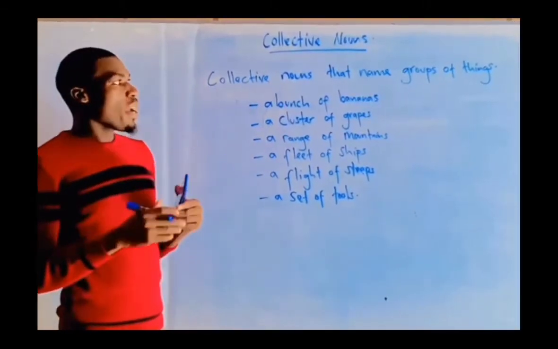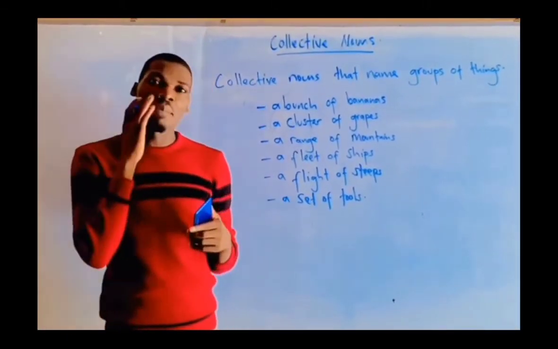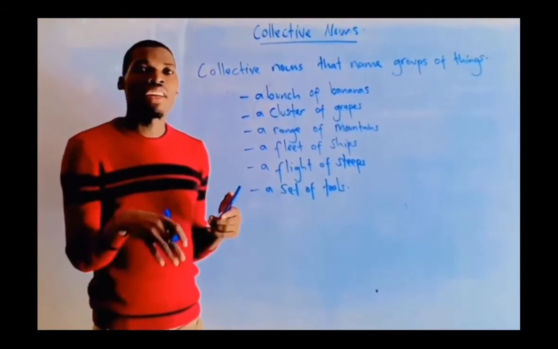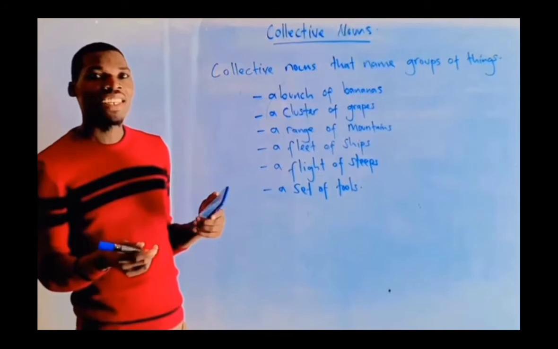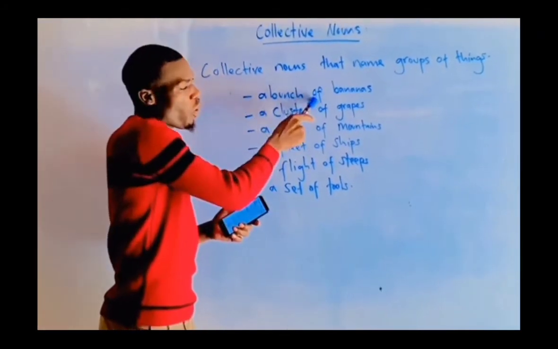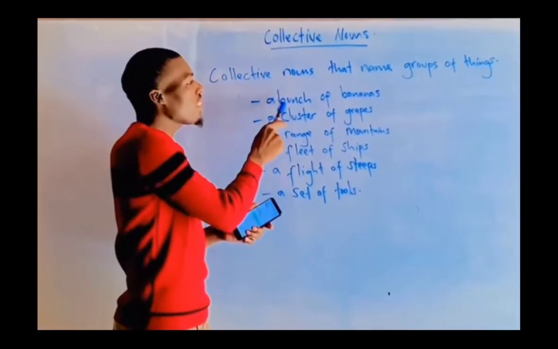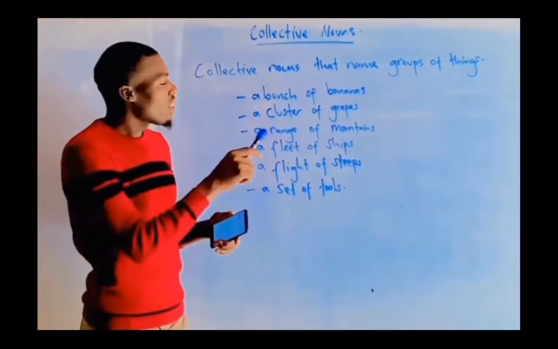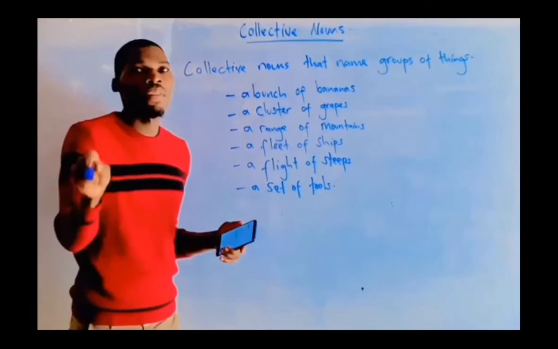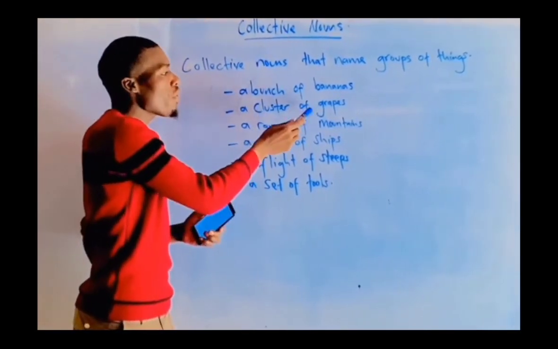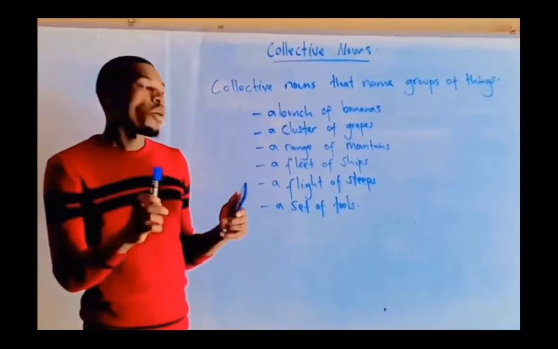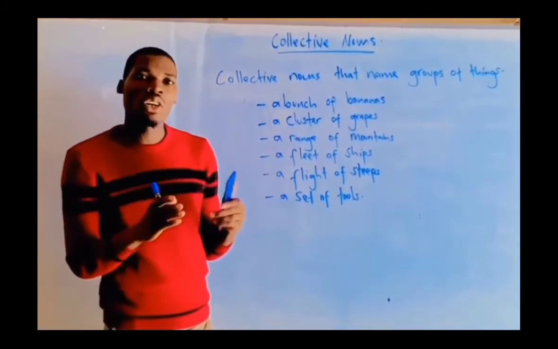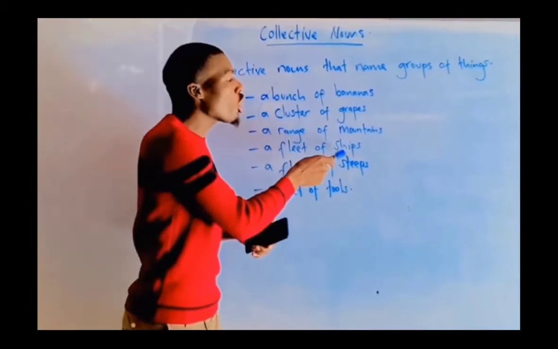Collective nouns that name groups of things. Now, what if we have a group of bananas? How will we call it? We call it a bunch of bananas. Then grapes. A cluster of grapes when there are many. Then mountains. We say a range of mountains.